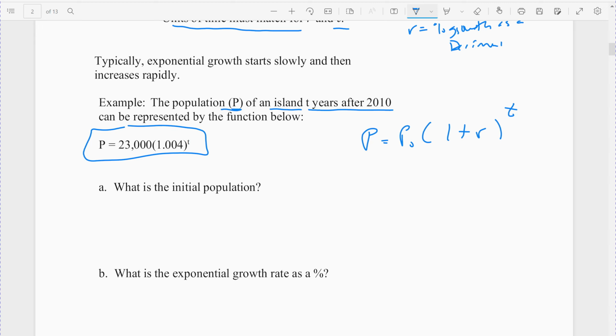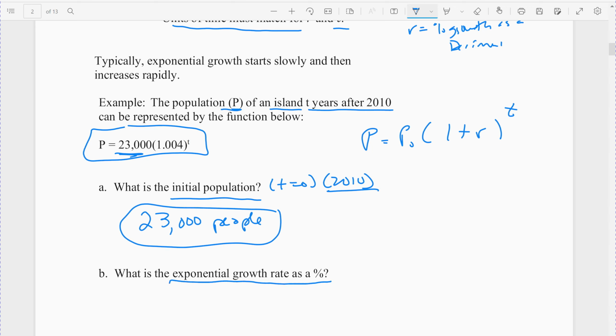Well, what's the initial population? At time 0, how big is my population? That would be in 2010, which is my time 0. Well, that's the 23,000 at the beginning. The initial population is estimated to be 23,000 people.